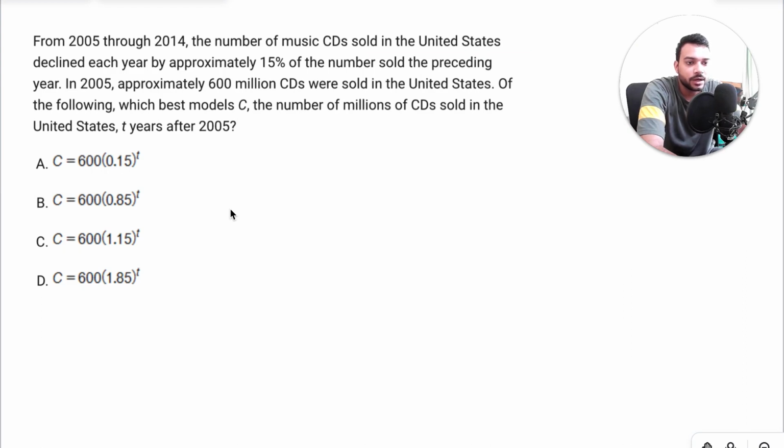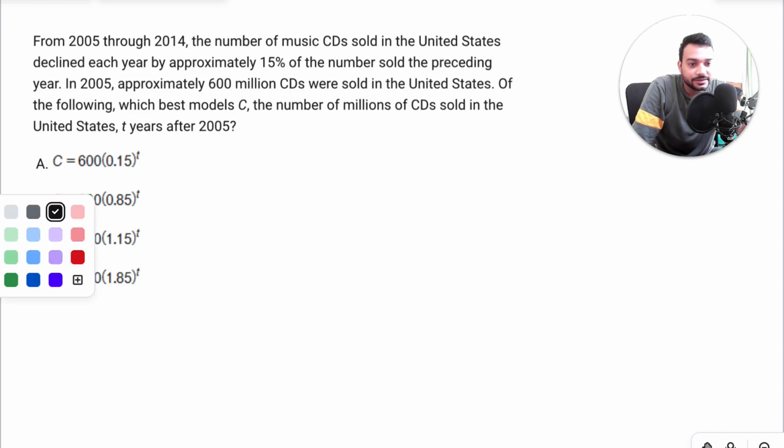Let's look at question number 1. From 2005 through 2014, the number of music CDs sold in the United States declined each year by approximately 15% of the number sold the preceding year. In 2005, approximately 600 million CDs were sold in the United States. Of the following, which best models C, the number of millions of CDs sold in the United States T years after 2005? Okay, so they've given the initial value and then supporting information.